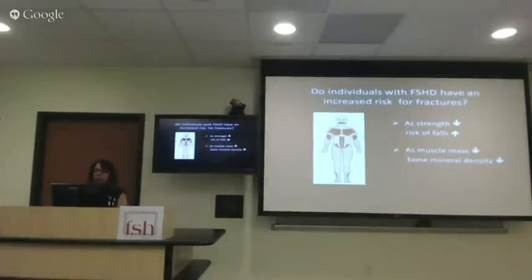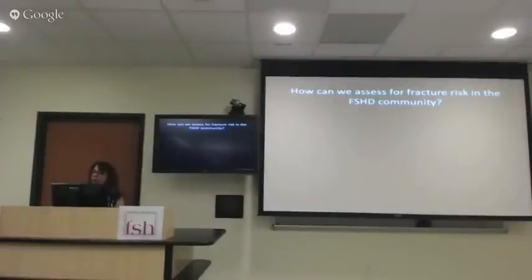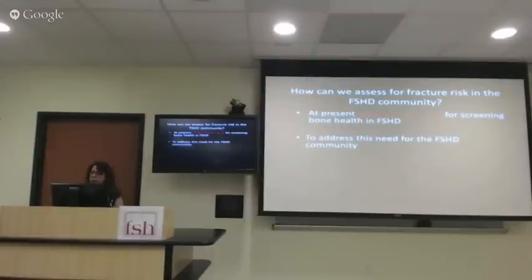So getting back to FSHD, do individuals with FSHD have an increased risk of fractures? Well, as you know, as strength decreases and the risk of fall increases, and as muscle mass decreases, bone mineral density decreases. So these factors together, falling and decreased bone mineral density, would make the risk of fracture fairly high. But we don't really have that data yet. So how can we assess for fracture risk in the FSHD community? At present, no guidelines exist for screening bone health.